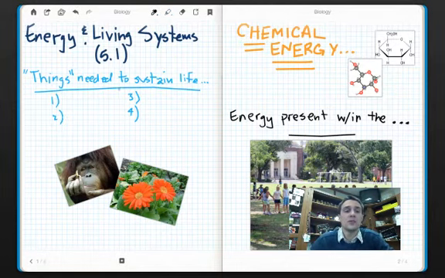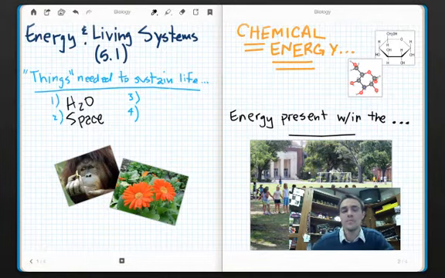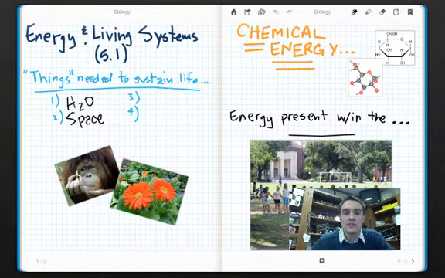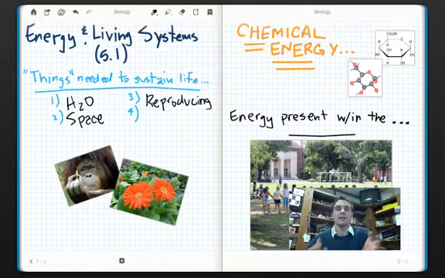One of the basic ones we mentioned was water, so a little H2O. We also talked that you're going to need some space, an area to live, a habitat, if you will. You're also going to be interested in reproducing, or making more of your species so your species can continue to survive and move from generation to generation to generation.